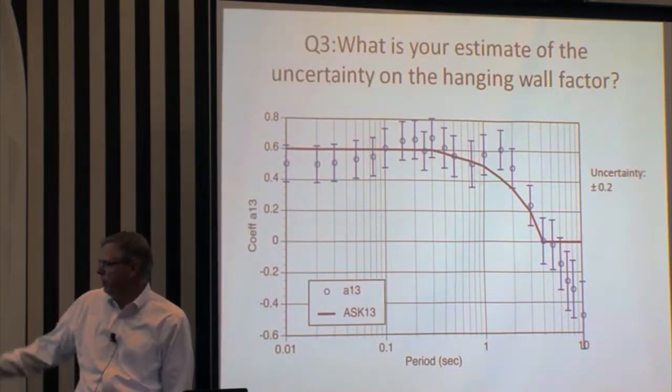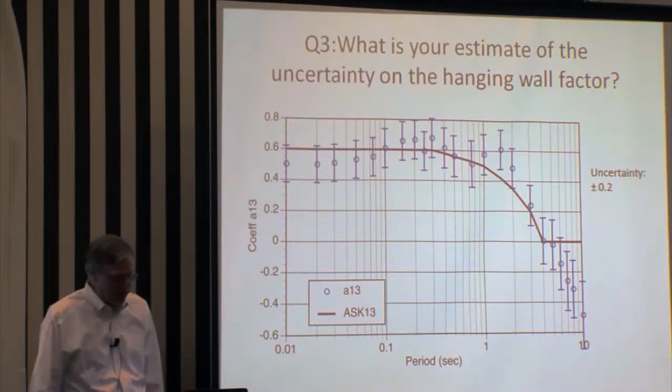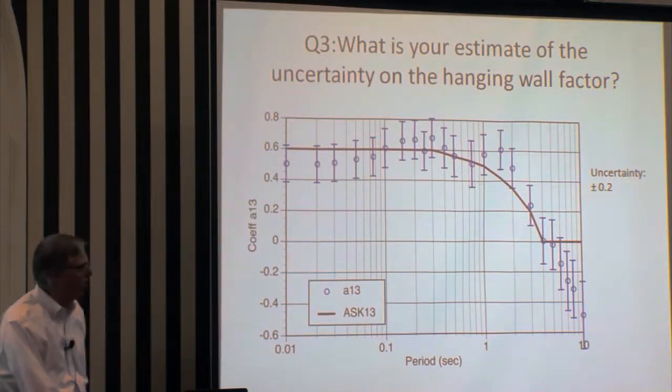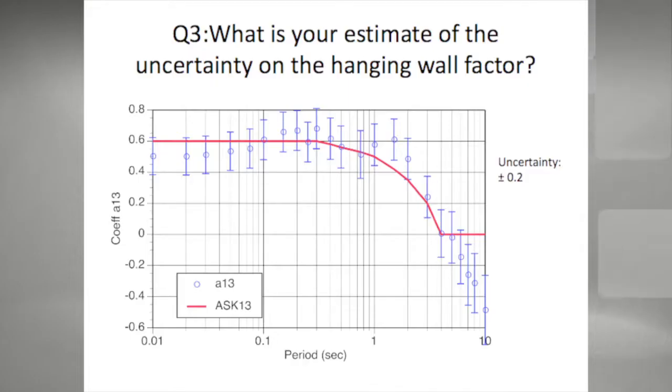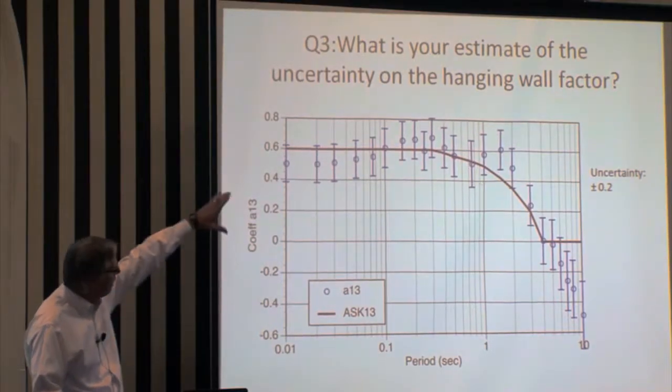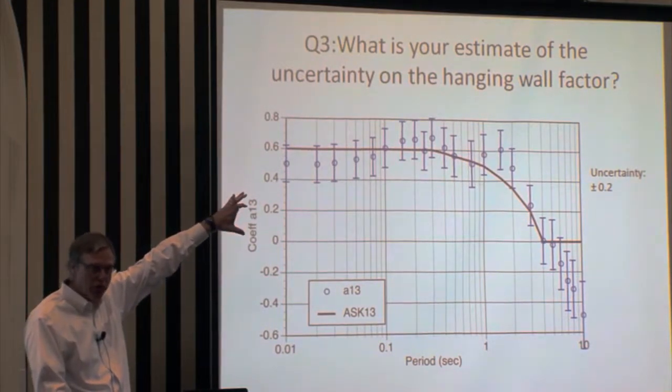Next is my uncertainty in the hanging wall effect. This is, again, the statistical uncertainty in our hanging wall coefficient. In our model this is A13, again in natural log units. It's close to a factor of 2, with 0.7 being a factor of 2 here at short periods. And the standard error of those coefficients is about 0.2.